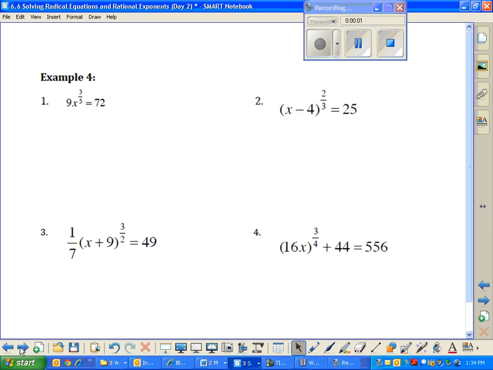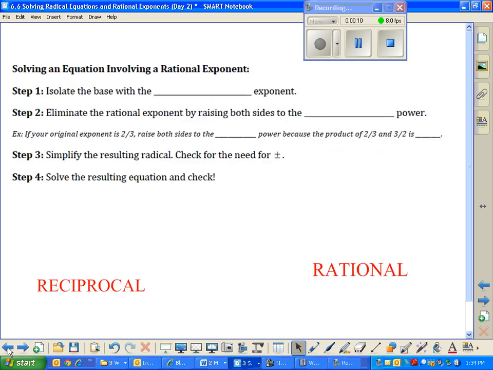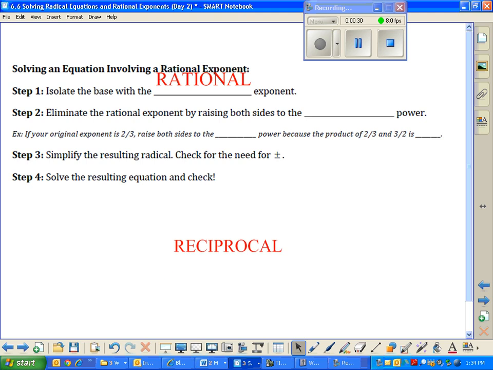Ultimately to be able to solve for x when we have a rational exponent. And you just have a couple of these to practice with for tonight. Filling in some blanks. Step 1, you have to isolate the base with the blank exponent. What do you think, Kristen? Yeah, very good. That goes up there. We can then eliminate that rational exponent by raising both sides to the reciprocal power.